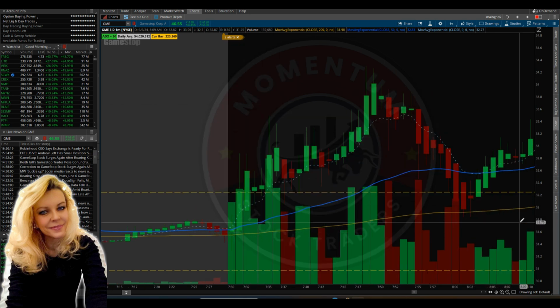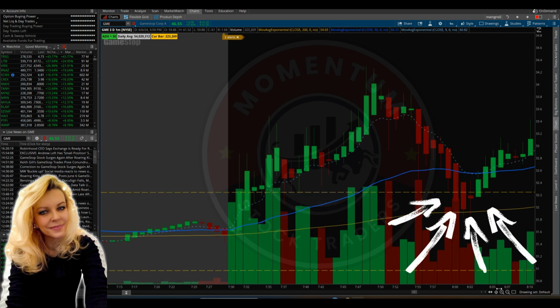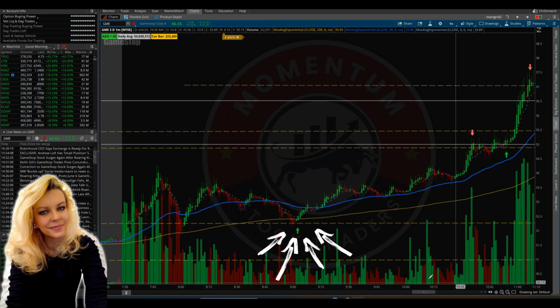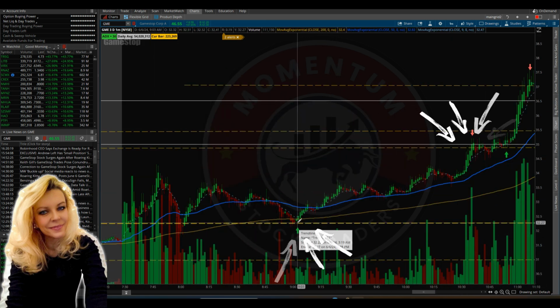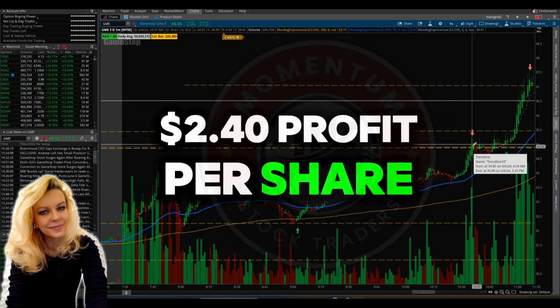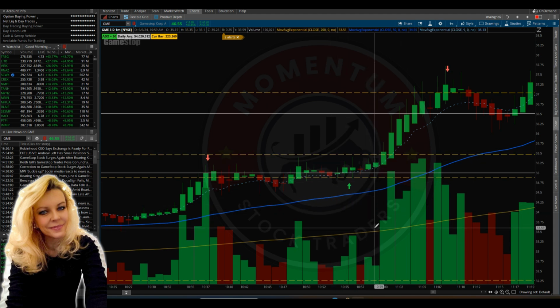For example, we see here it found support on this yellow line. That's where it bounced. That absolutely confirms a perfect tip buy entry is spot on right there. So you buy there and take it to your next yellow dashed line and sell for a $2.40 profit right there. Here, it found support on this next yellow line. So we can take another trade here and go to the next yellow dashed line. Except, look at this next yellow line. It really didn't mean much for price.